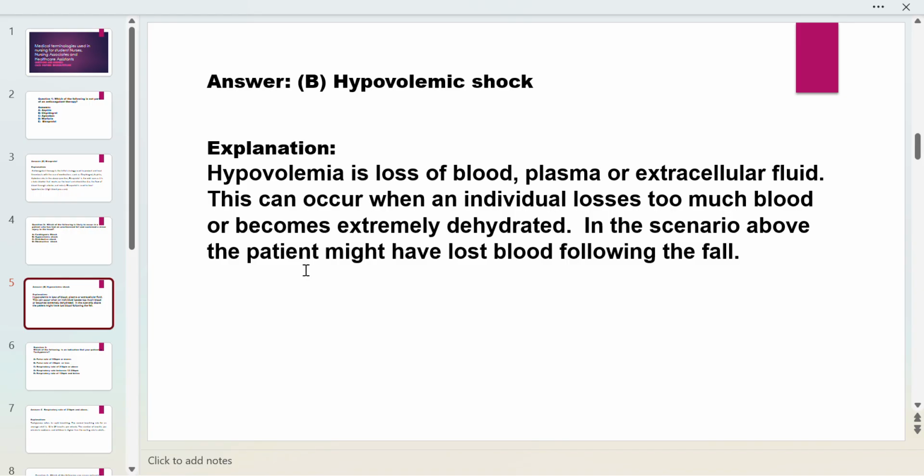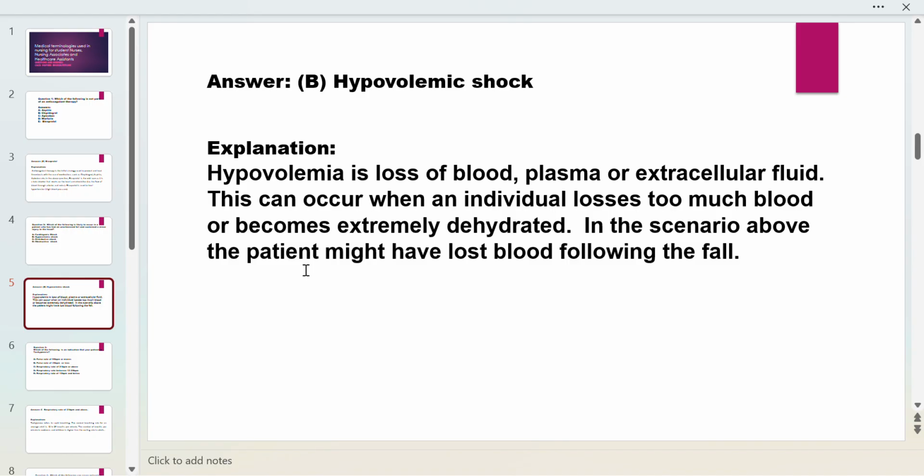All the other shocks we've mentioned, things like distributive shock, could be seen in things like septic shock that can progress. The cardiogenic shock obviously deals with the heart, and the obstructive one as well. So the distributive could also be things like anaphylactic shock.